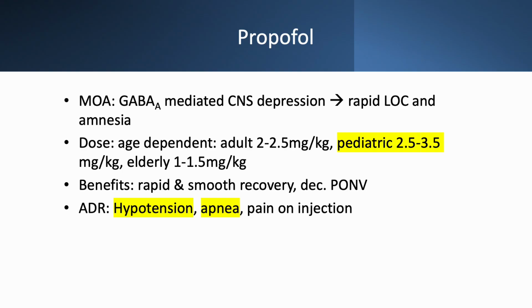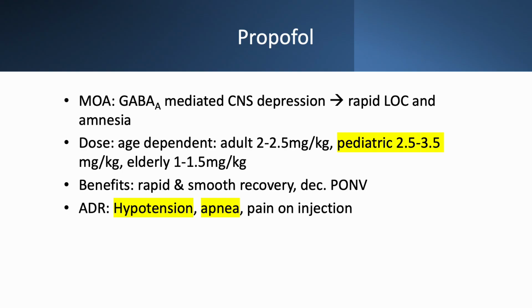Propofol induces rapid loss of consciousness and amnesia via GABA A receptor agonism. GABA is an inhibitory receptor that results in CNS depression. We use propofol because it gives us a rapid and smooth recovery, and it has a lower incidence of nausea and vomiting on emergence than other options. Doses that we give adults are around 2 milligrams per kilogram if they're healthy, and it's less, around 1 to 1.5 milligrams per kilogram in the elderly, and that's just because of their physiological changes that occur with aging.